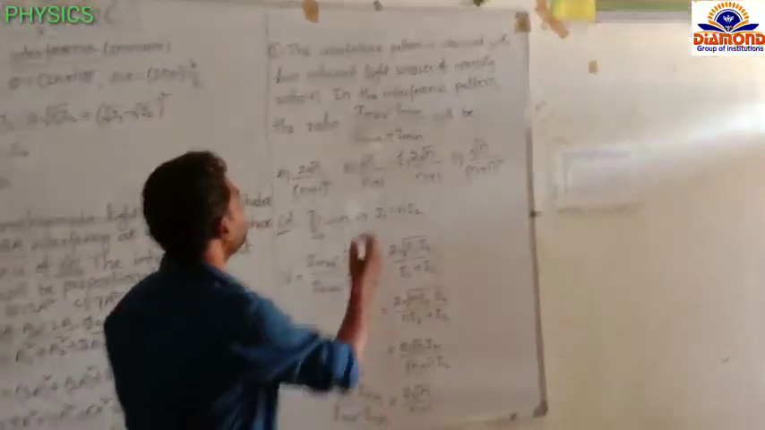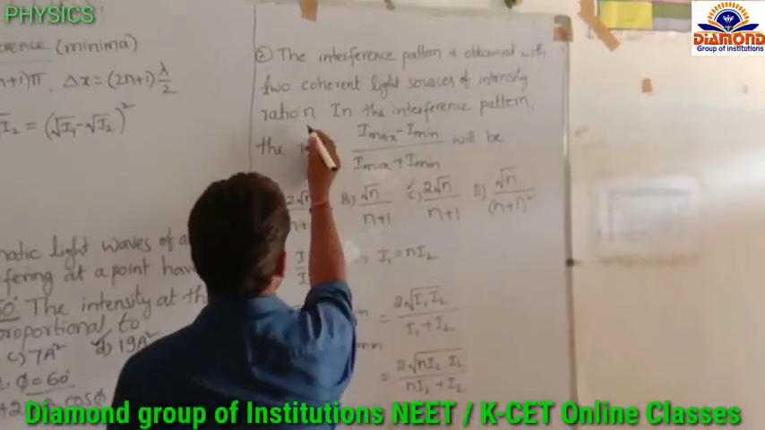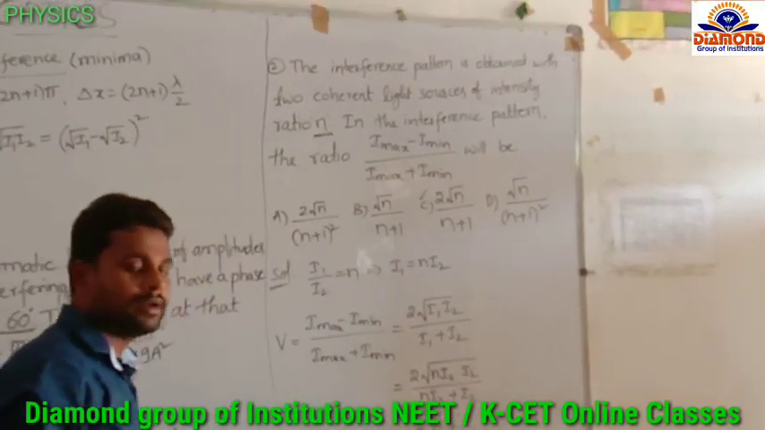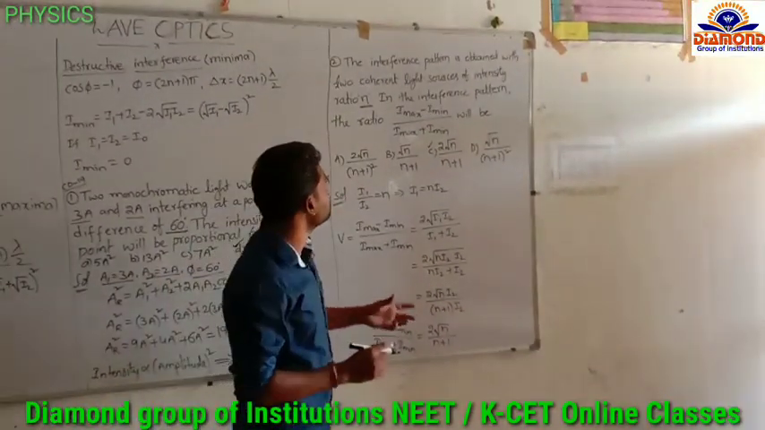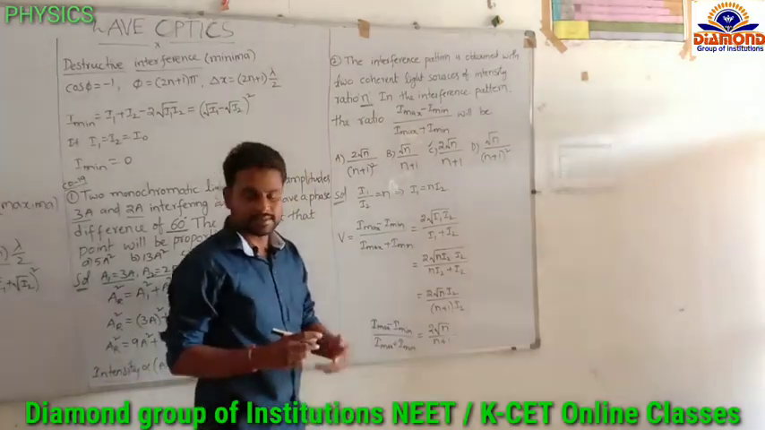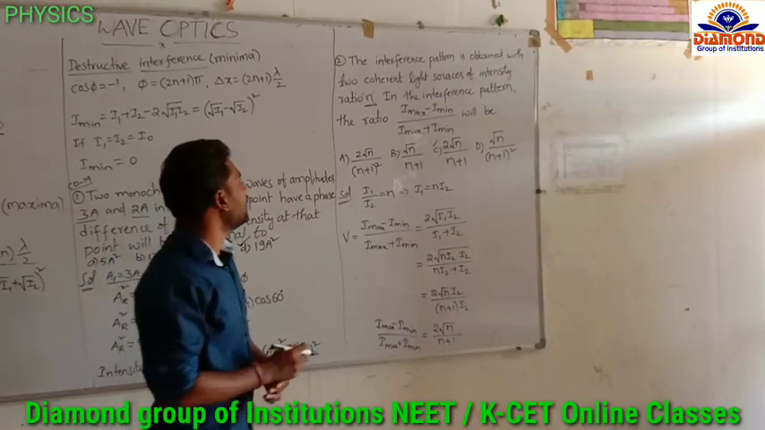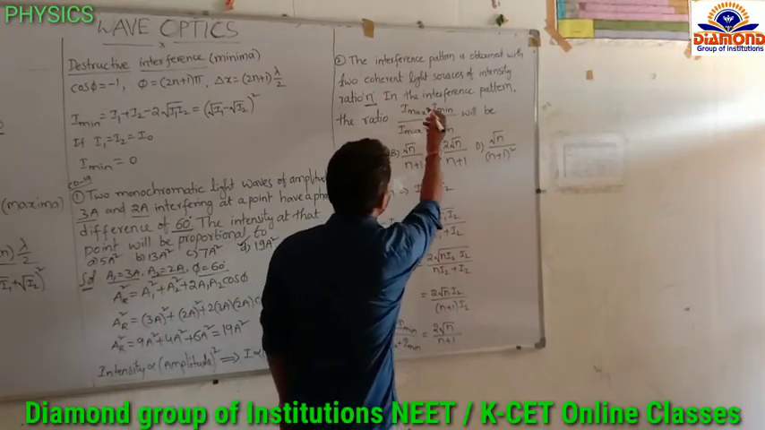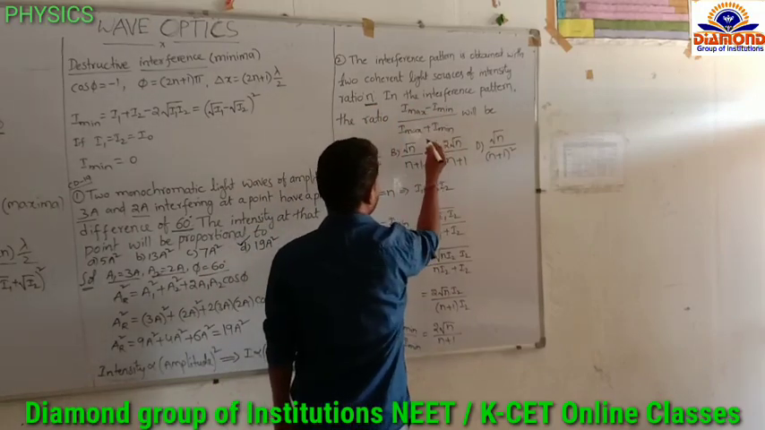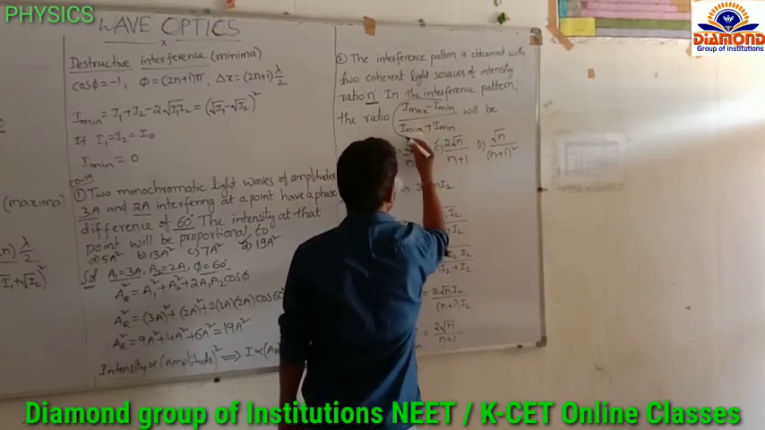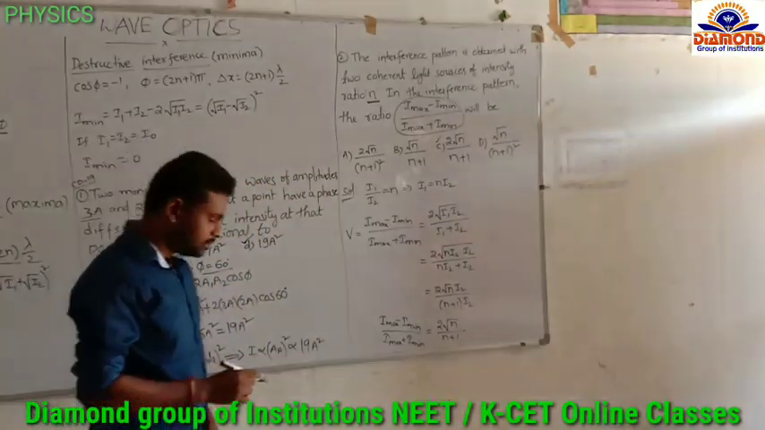The second question is, the interference pattern is obtained with two coherent light sources of intensity ratio n. Here one more thing you have to remember: to occur the interference we need coherent sources. What is the meaning of coherent sources? Coherent sources are sources that have the same frequency and a constant phase difference. Here they have given the intensity ratio n, and in the interference pattern, the ratio I max minus I minimum by I max plus I minimum will be this. We have to find this one. These are the options.